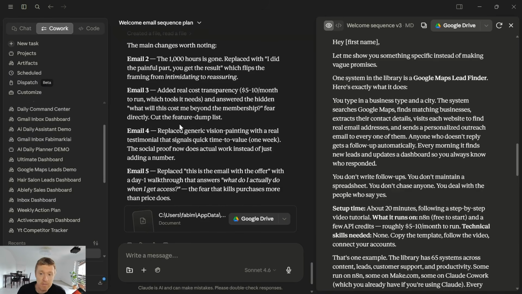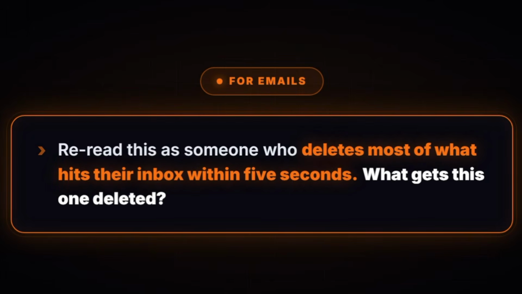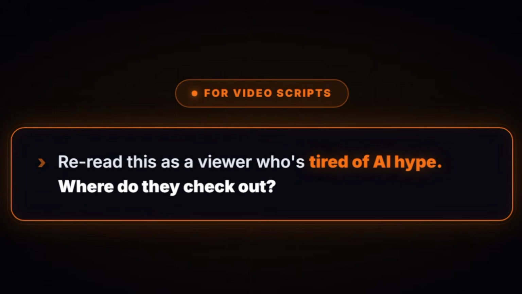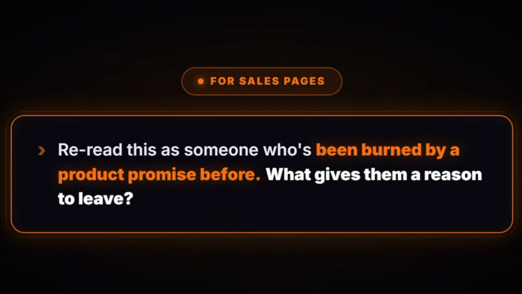Now it fixed it and made my content much better. So for emails, reread this as someone who deletes most of what hits the inbox within 5 seconds. What gets this one deleted? For video scripts, reread this as a viewer who's tired of AI hype. Where do I check out? For sales pages, reread this as someone who's been burned by a product promise before. What gives them a reason to leave and not buy?